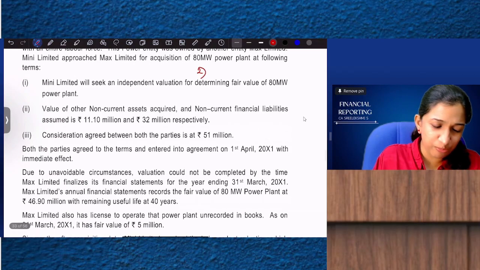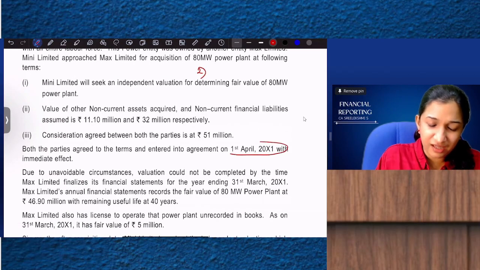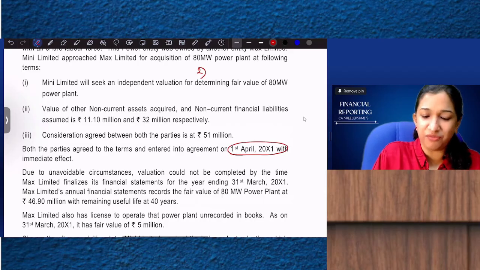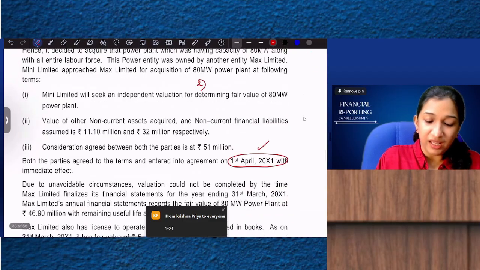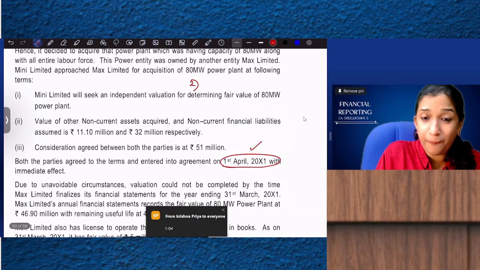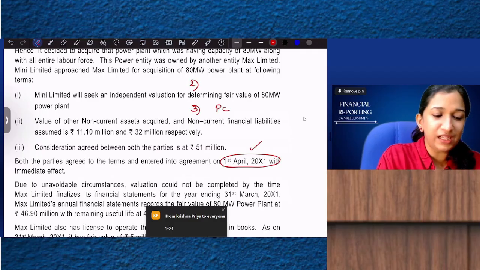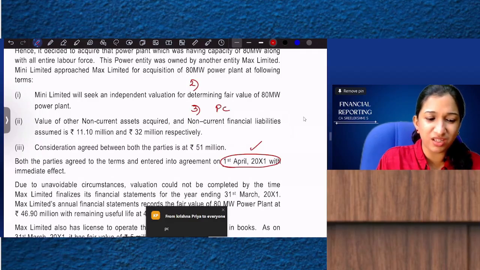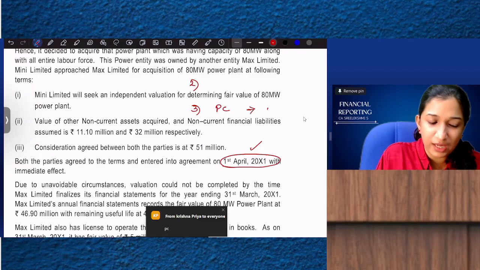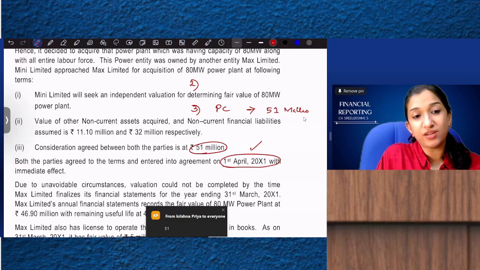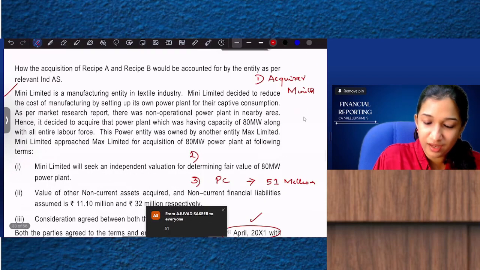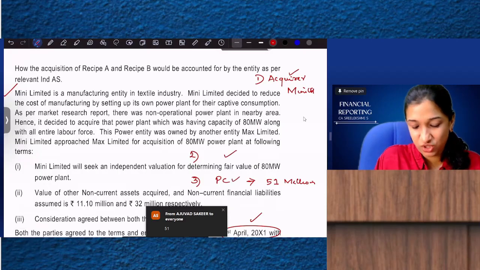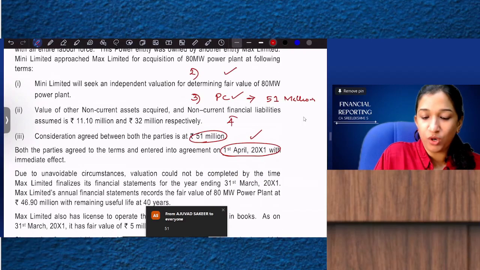Here, first both parties entered into an agreement with immediate effect. So what is the acquisition date? 1st April 2011. Now step number 3, purchase consideration. Do I need to calculate purchase consideration? It is straight away given as 51 million. Yes or no? Purchase consideration is given as 51 million. Okay, so step 1, acquirer, acquisition date, purchase consideration. What is step number 4?